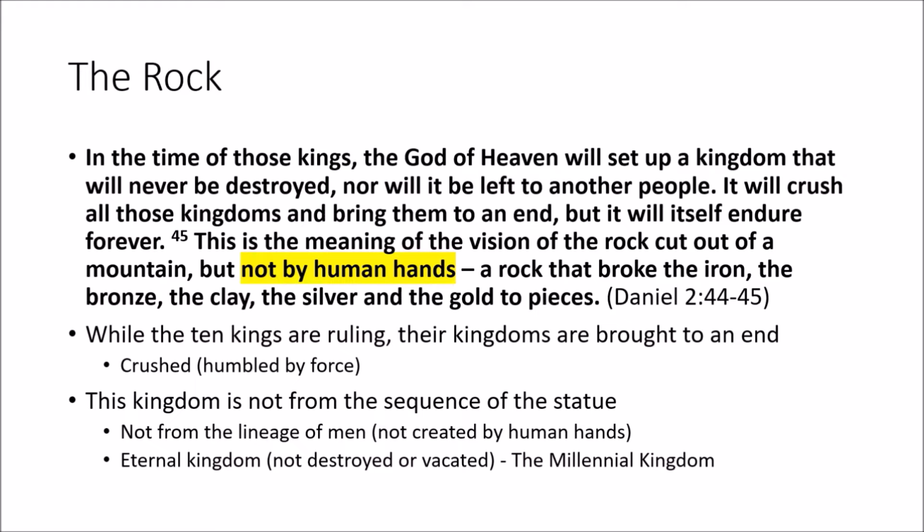And we know what it says here. It says the rock is cut out of a mountain. And we'll look at that some more as we get into the depths of this. So it's not from the lineage of man. It's not created by human hands. It's an eternal kingdom, he says. It's not going to be destroyed, and it's not going to be vacated or left to somebody else. And he's talking about the millennial kingdom here.